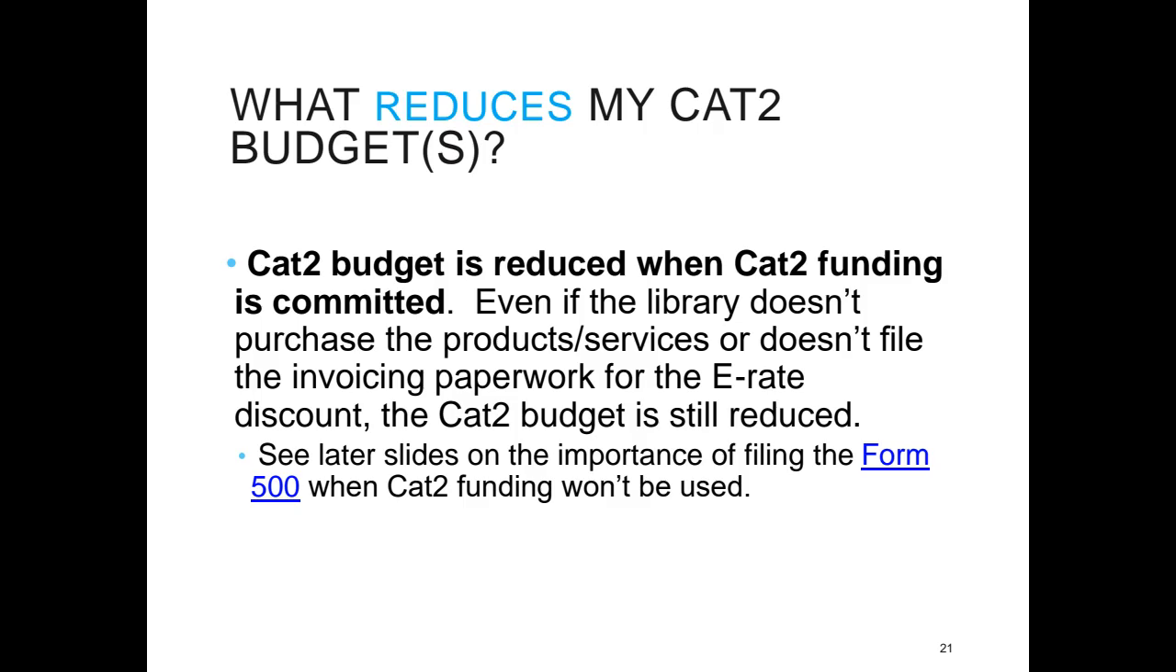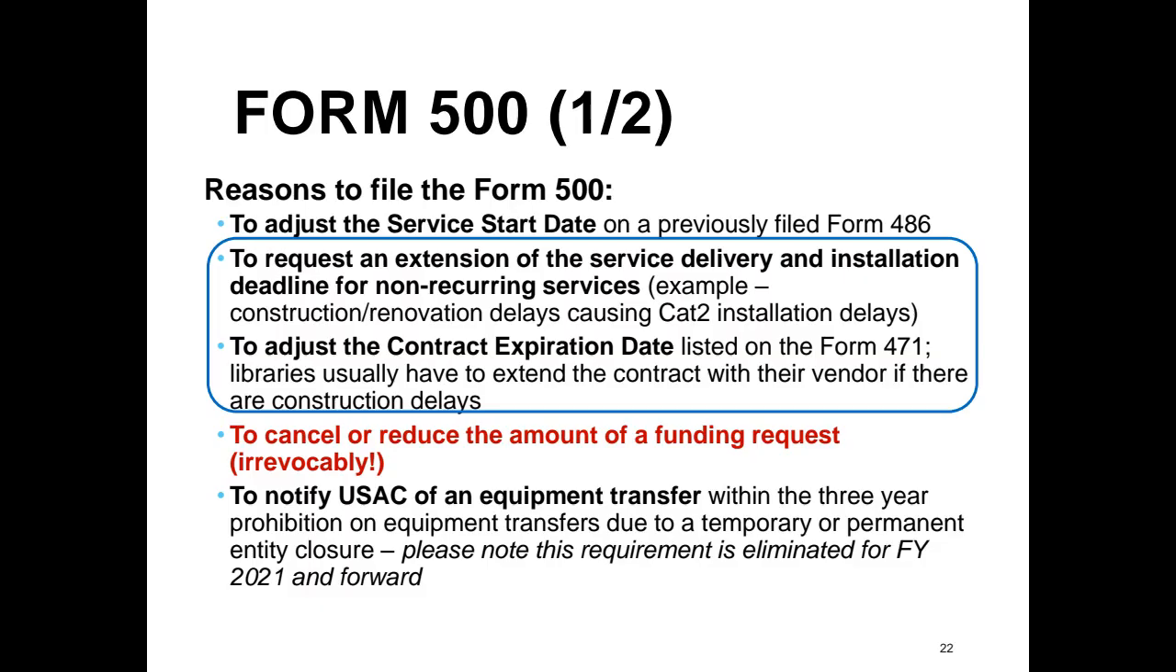If you find a situation where there was a reason you didn't end up purchasing the networking equipment, or it was less expensive than you originally thought, you may be filing what's called a Form 500 to restore those unused pre-discount dollars to your Category 2 budget. And the Form 500 is pretty handy when it comes to Category 2.